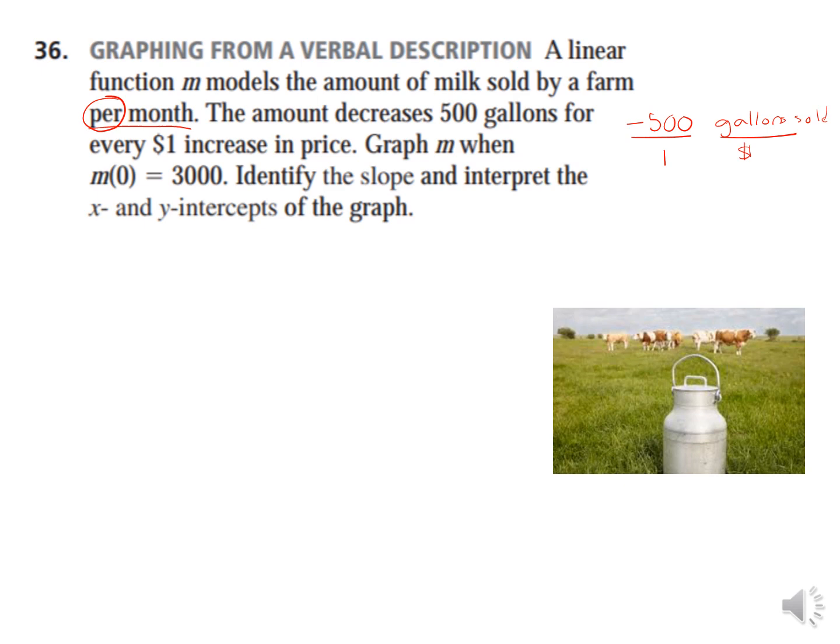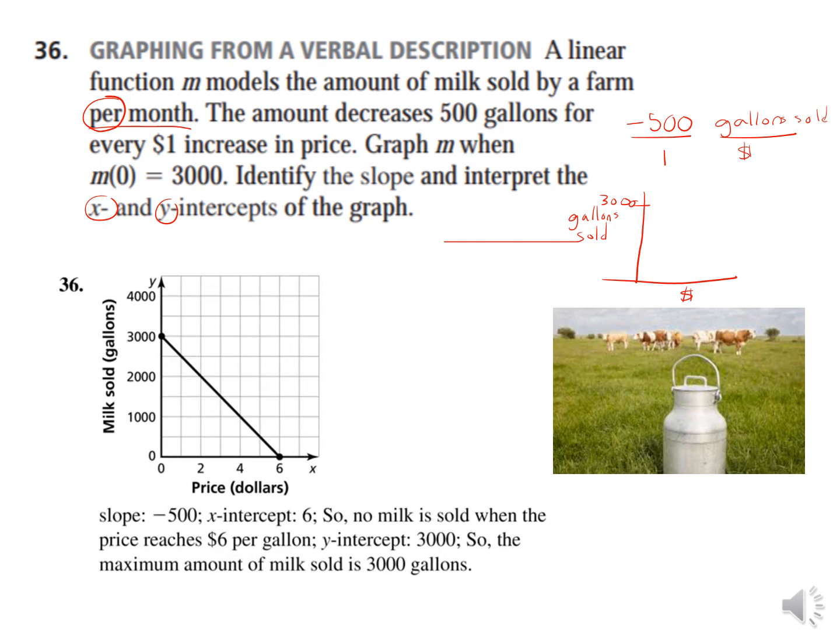Okay? So if I was going to graph this, I would have gallons sold, and this is dollars. Okay? So it says graph m when the y-intercept is 3,000. Okay? So now let's look at the graph and see what kind of information we can get. They want you to find the x and y-intercepts. We've already got the y-intercept. And then they want you to interpret them.